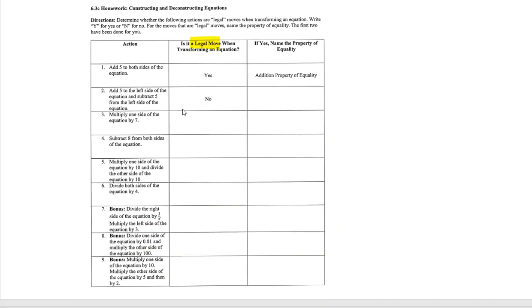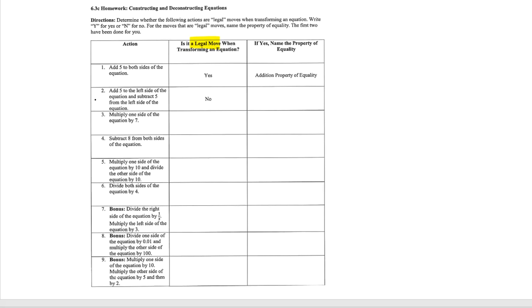Number one's been done for us. Add 5 to both sides of the equation. Yes, that is a legal move. The property of equality that says that we can do that is the addition property of equality. The addition property of equality says that if you add the same thing to both sides of the equation, it keeps the equation equal.